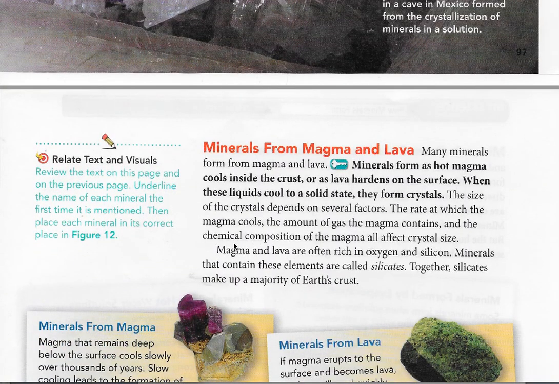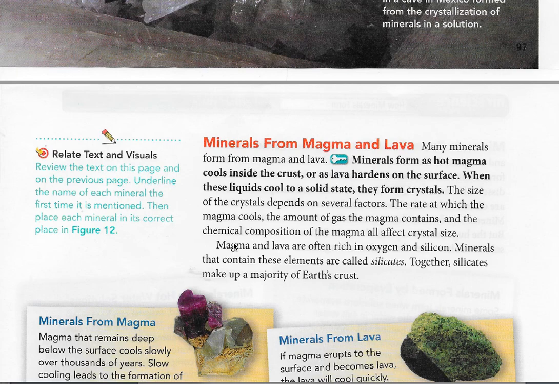Minerals from magma and lava. Last part of your notes here. Many minerals form from magma and lava. Minerals form as hot magma cools inside the Earth's crust or as lava hardens on the Earth's surface. When these liquids cool to a solid state, they form crystals. The size of the crystals depends on several factors: the rate at which magma cools, the amount of gas that magma contains, and the chemical composition of the magma all affect crystal size.